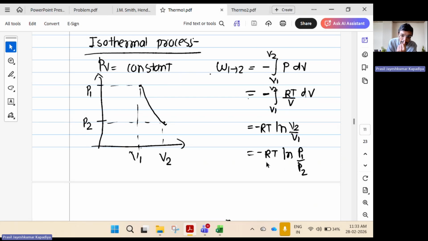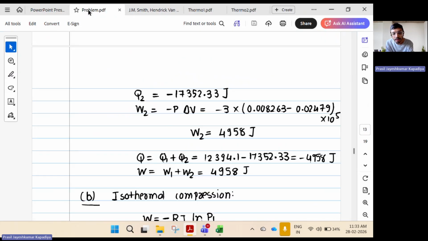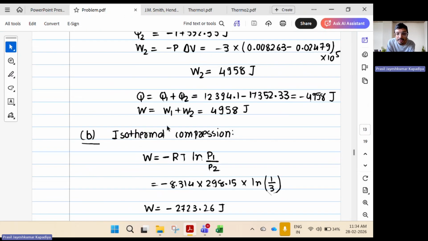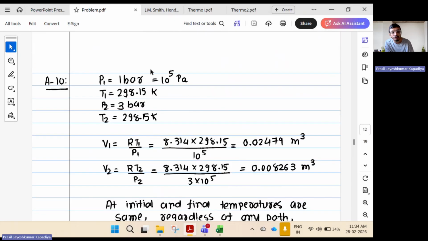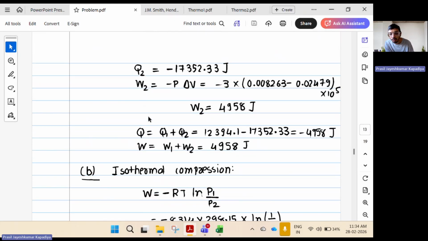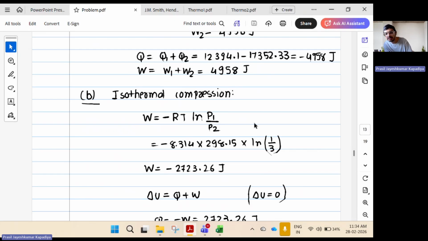So what will be my work done for this system? W is equal to minus RT ln P1 by P2. So W is equal to minus R, 8.314, times temperature 298.15, times ln P1 by P2, as I am going from 1 bar to 3 bar. So 1 by 3. As it is a ratio, it doesn't matter whether I multiply by 10 raised to 5 at both places or not. So I get W as minus 2723.26 joules.